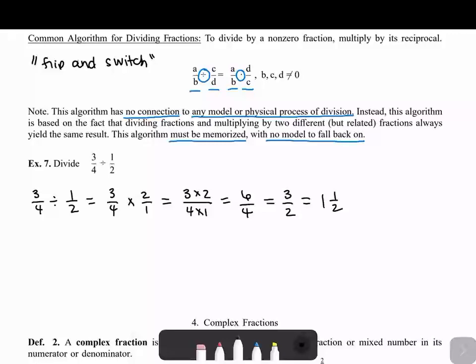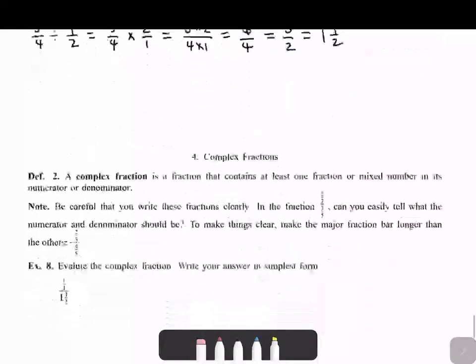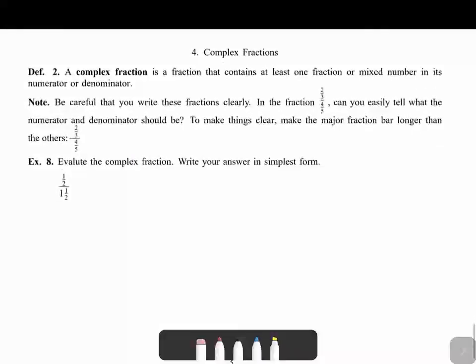Okay, so the very last thing we're going to talk about for this section, I know this is a very long section, we're going to talk about complex fractions. So a complex fraction is a fraction that contains at least one fraction or mixed number in its numerator or denominator. And so you can see an example of this down here in example 8, 1/2 over 1.5. So we just have fractions over fractions.